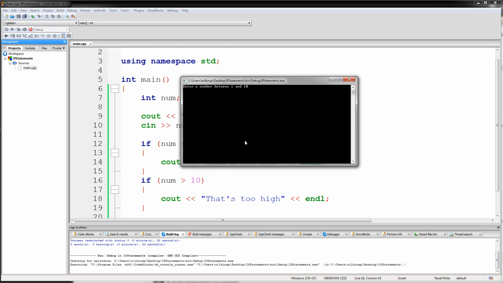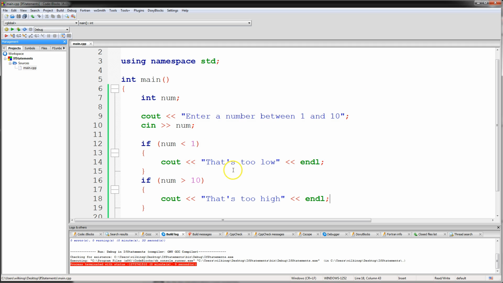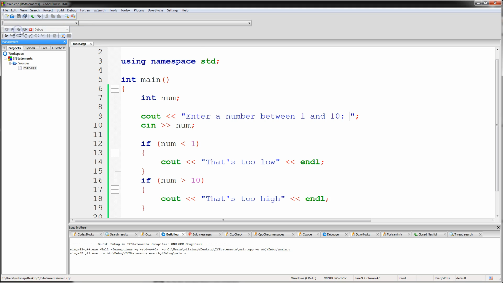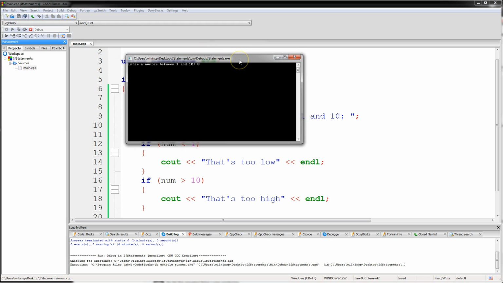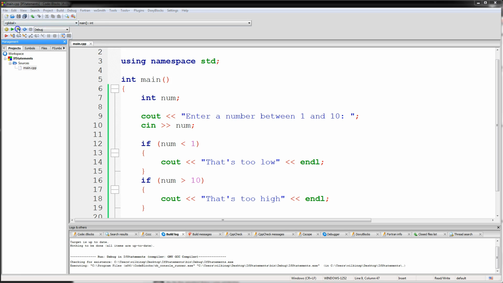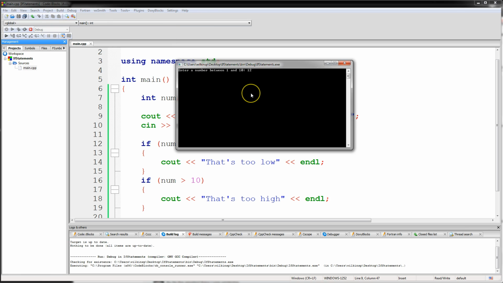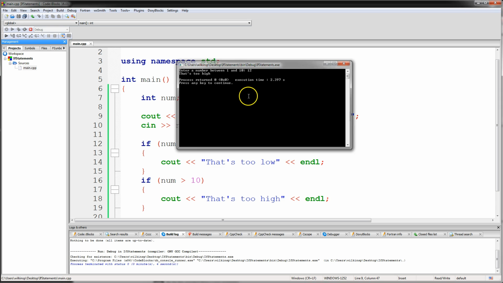So if I put a number between, I put, say, 4 in there, then nothing prints out because we didn't hit either error condition. If I put in a 0, it says that's too low. I put in a 12, it says that's too high. Okay, so good so far.